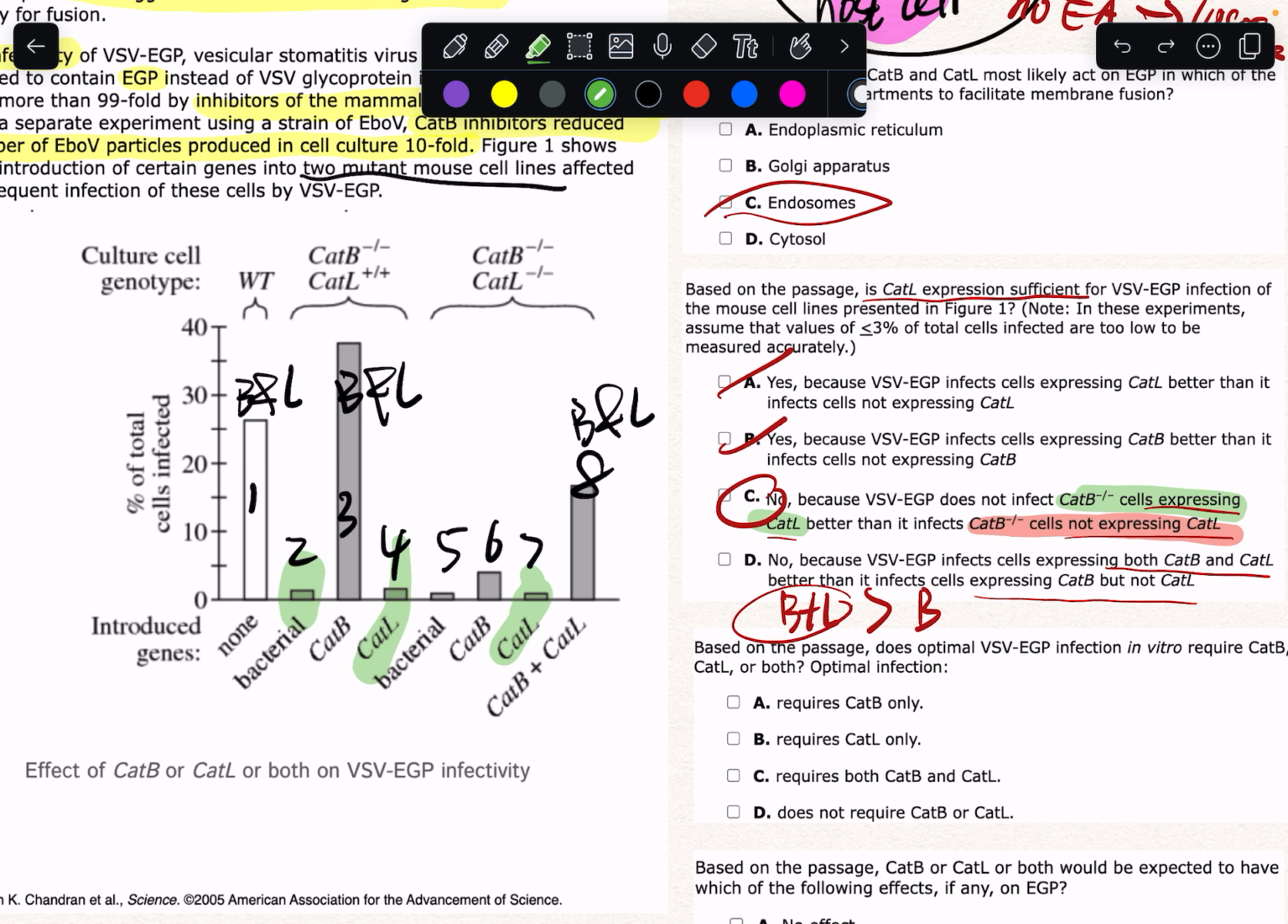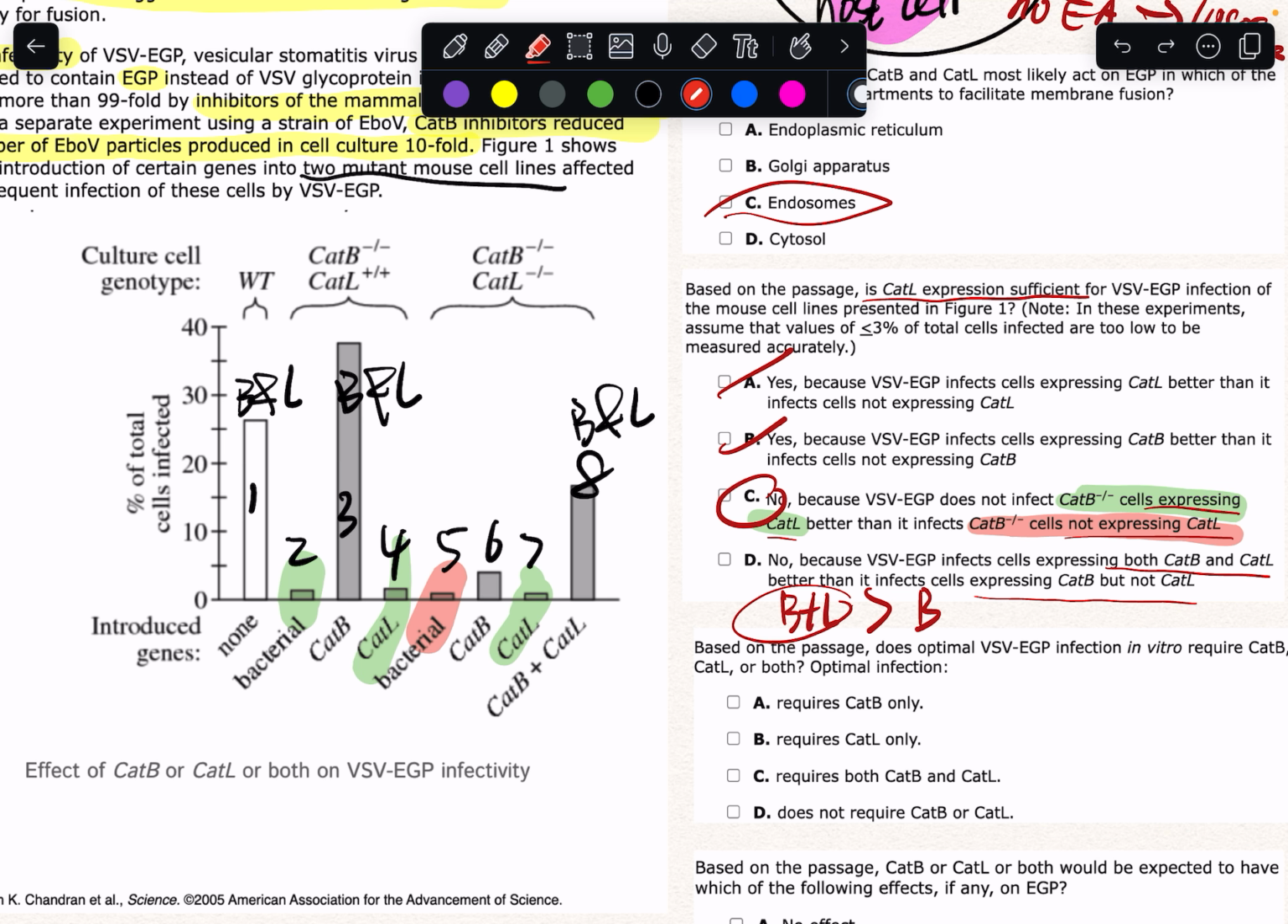All right. Let's highlight the red one: cat B minus minus that do not express cat L. I see only this one. This only one lacks both genes, whereas the other columns all have either cat B or cat L, or both.